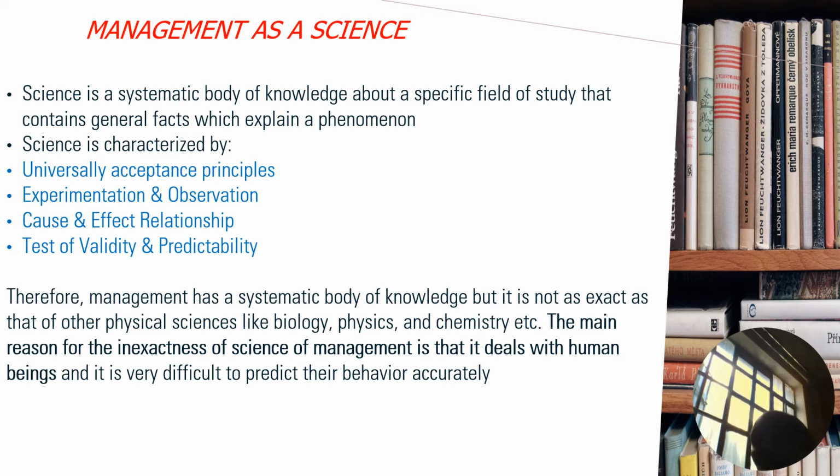Then the second characteristic is experimentation and observation. We know that the scientific principles are normally derived through scientific investigation or research. The scientific principles are normally based on logic, like the principle that the earth goes around the sun has been scientifically proven. It is something that you can prove beyond any reasonable doubt. The principle that the earth will always rotate around the sun.